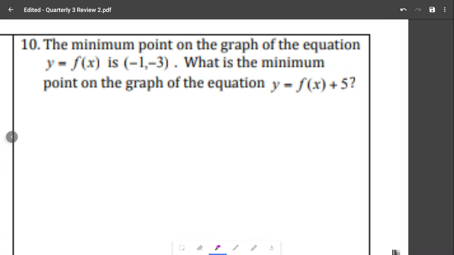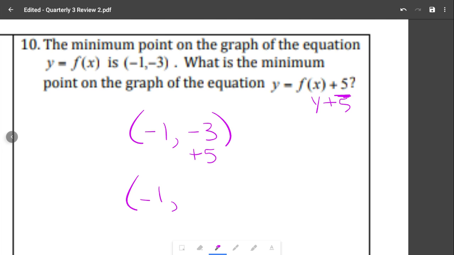Question 10. The minimum point on the graph of the equation y equals f of x is -1, -3. What is the minimum point on the graph of the equation when y equals f of x plus 5? So this is one of our transformations. It is saying to take your y and add 5 to it. That 5 is not in the parentheses, so it does not go with the x, it goes with the y. So adding 5 to our y of -3, you end up with the point -1, 2.